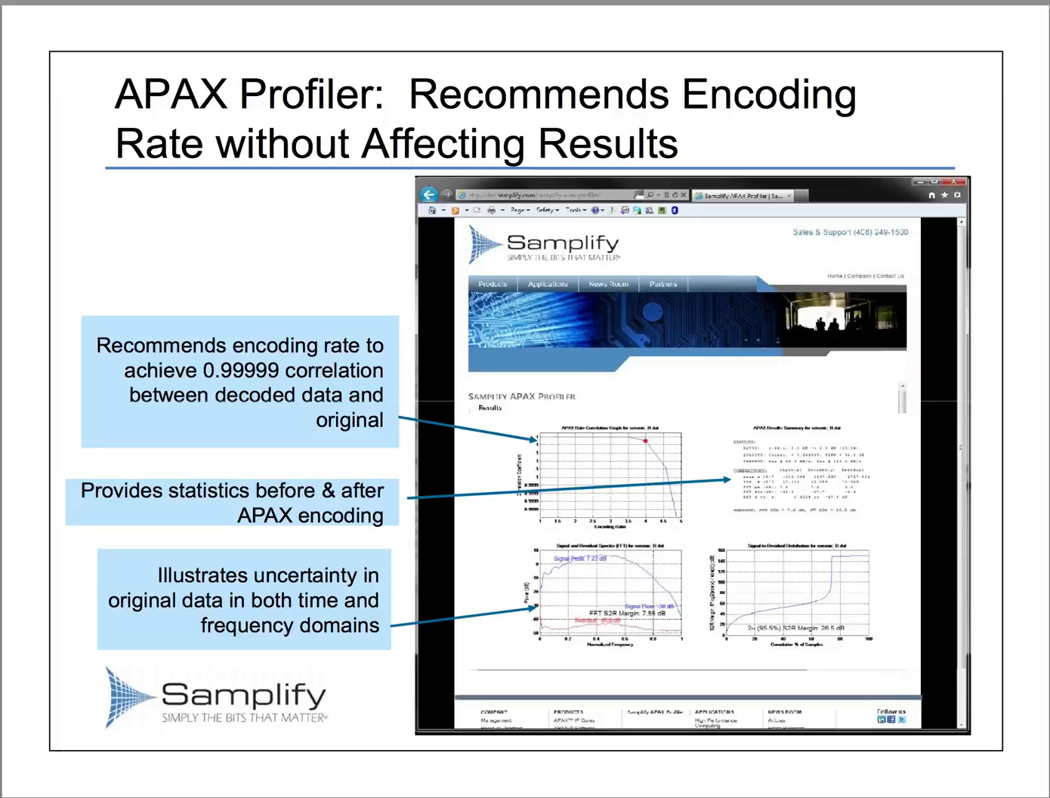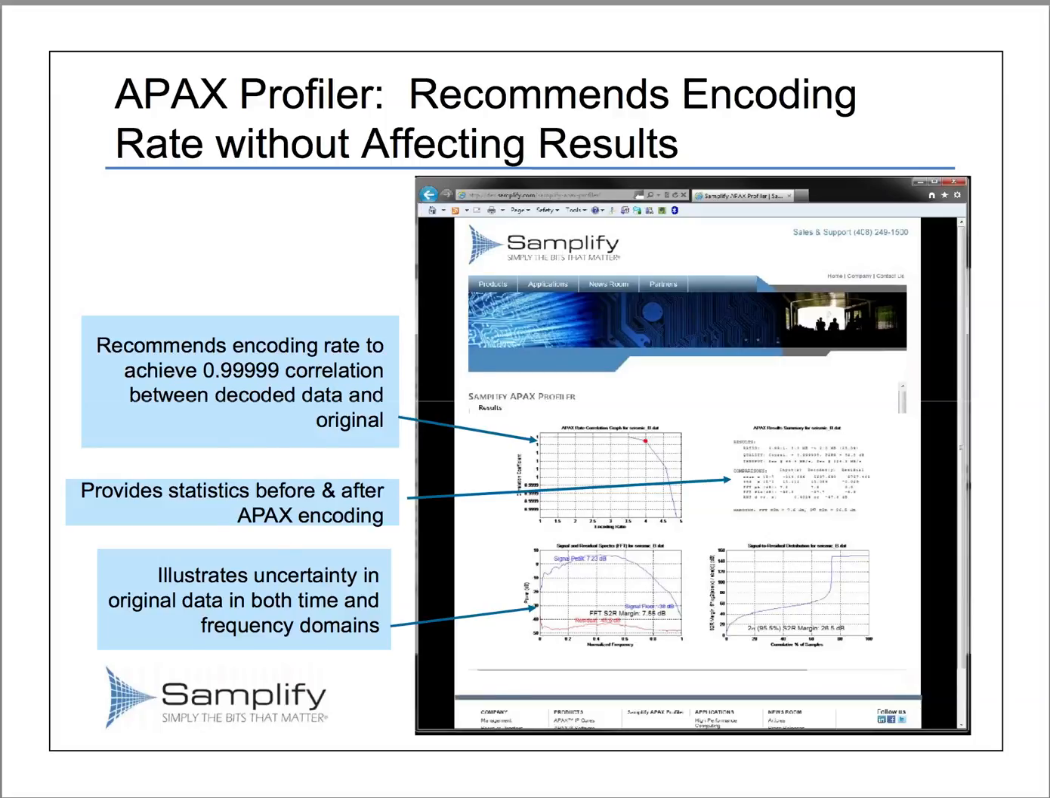So in summary, the profiler is a new tool that allows people to get a recommendation of how much encoding is possible for their signal. So that rate correlation curve is unique for their signal. And then it also lets them move the red dot, the operating point on the rate correlation curve, to a more conservative or a more aggressive level, and then shows them what the effect is both spectrally and in the time domain for that result.